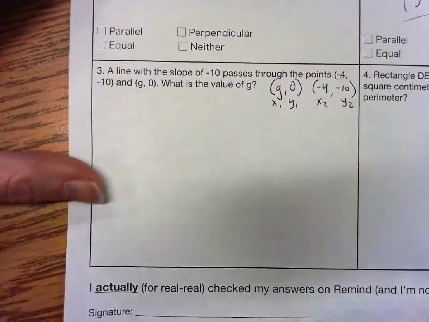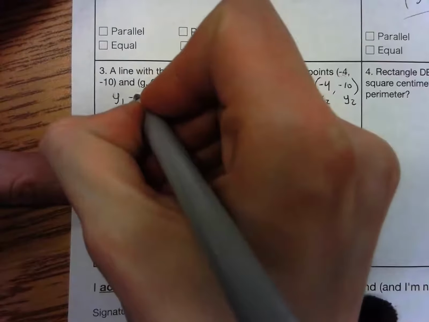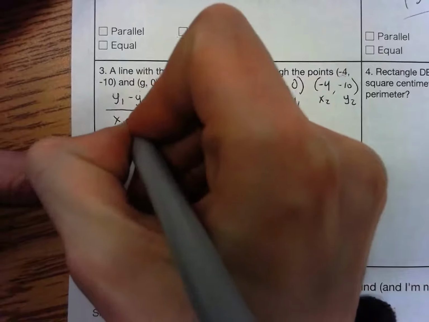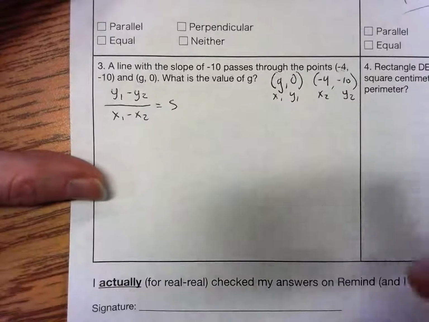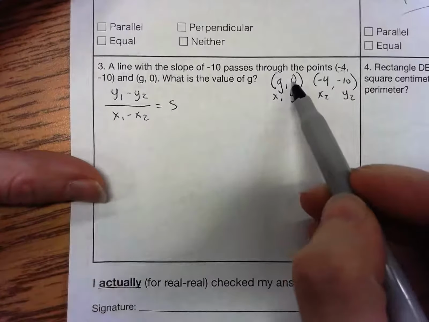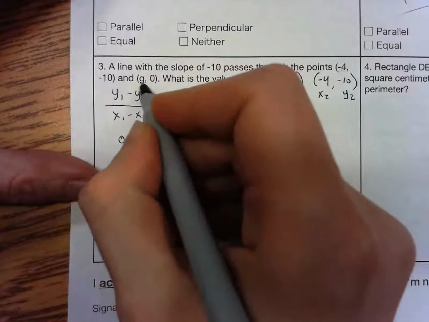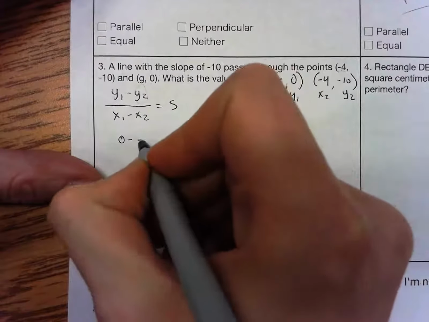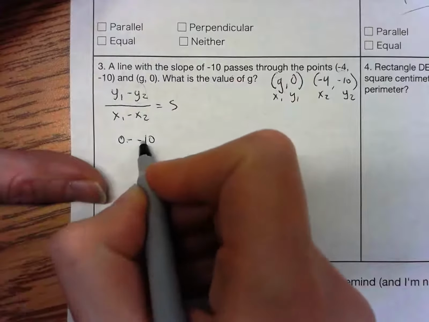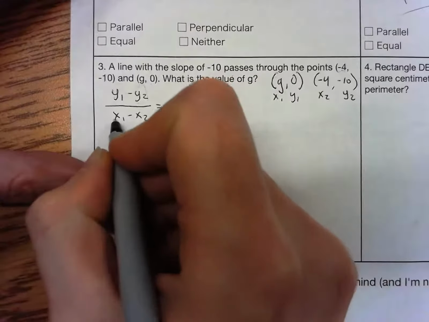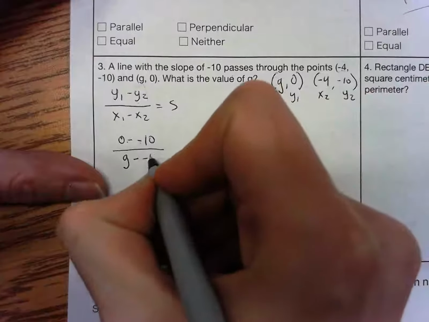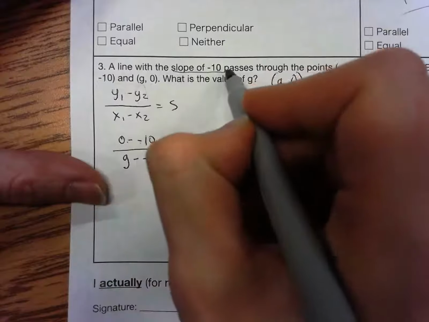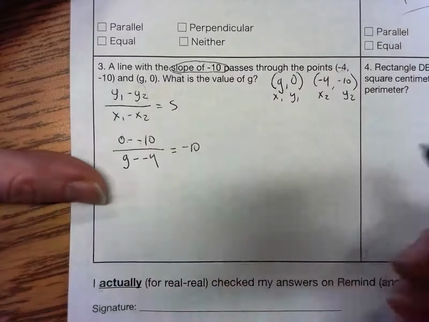Then we can write the slope formula, which is going to be y1 minus y2 over x1 minus x2 equals s. And then we can just plug in our values. So my y1 value is going to be 0, minus my y2 value is going to be -10. So we have the minus and the negative for the 10. Over x1 is g, minus x2 is -4. And my slope is going to be -10. So I can put -10 there.